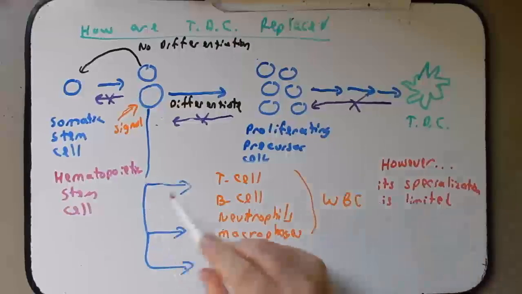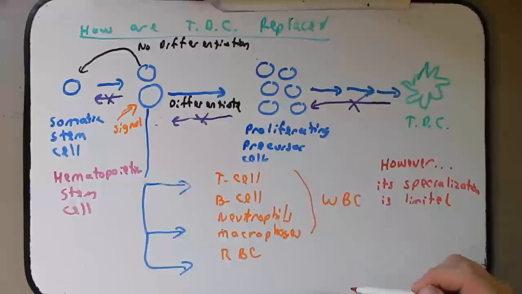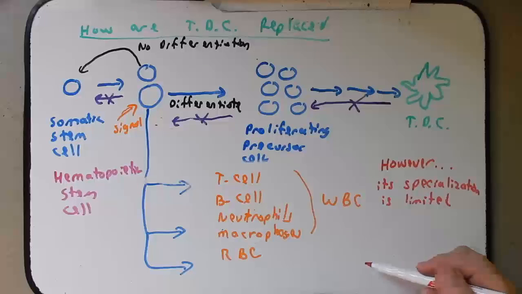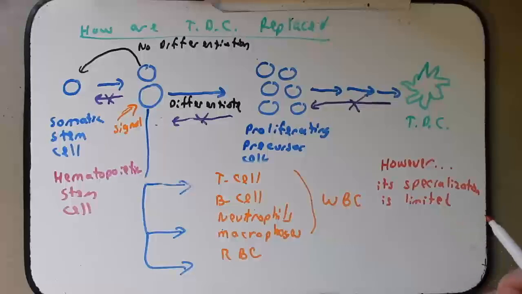In this example, it's limited to white blood cells or red blood cells. It can't become a pancreatic cell. So somatic stem cells have a limited ability to specialize. Still pretty powerful, but they can't become anything. Now some stem cells have a greater ability to specialize. And let's talk about the three kinds of stem cells.